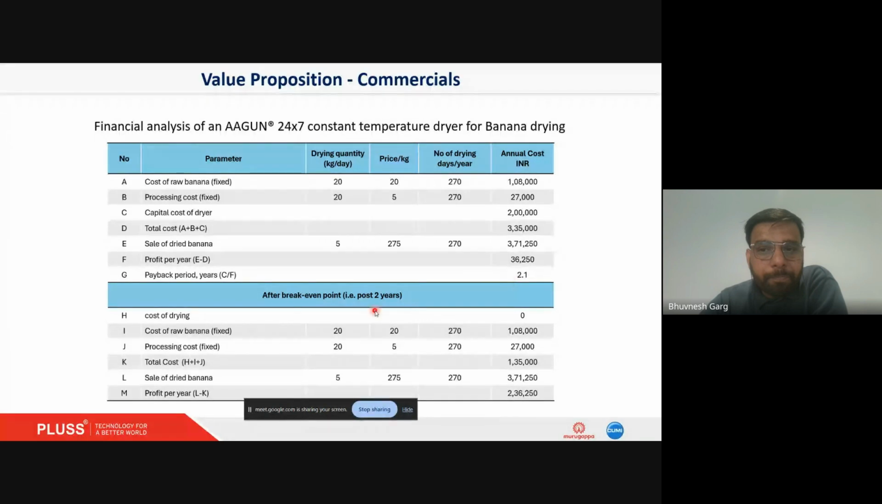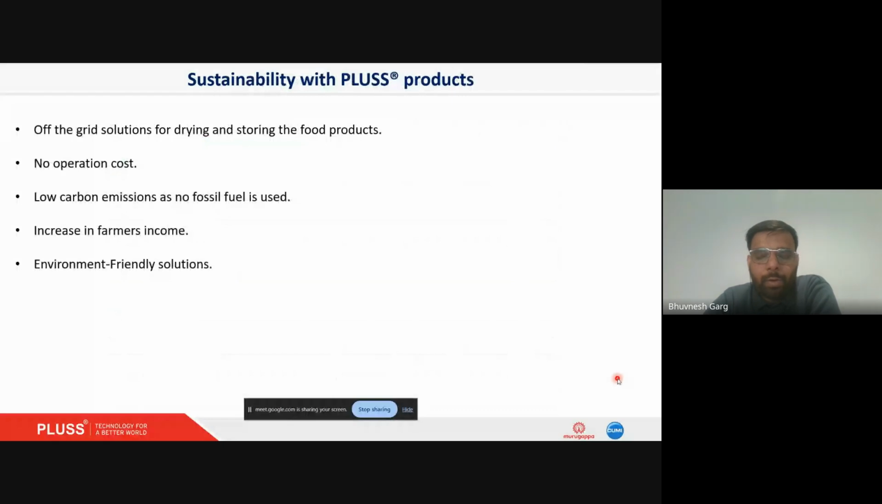After the break even point, obviously you are able to make a profit of 2,36,000 rupees per year. So this is the benefit which farmers can get, or some of the farmers are already getting it. There are some self-help groups or women entrepreneurs who are already doing such activities at home, drying it and selling it at higher cost, and they're earning a good amount of money.